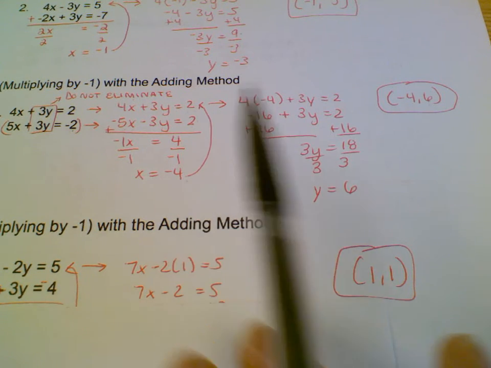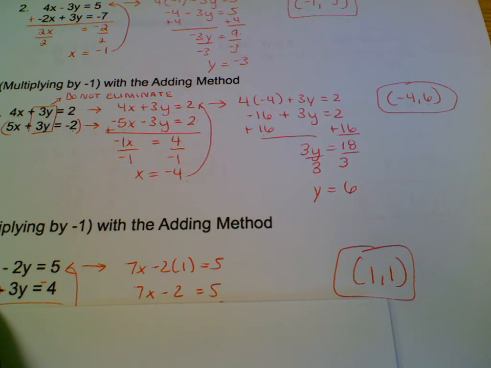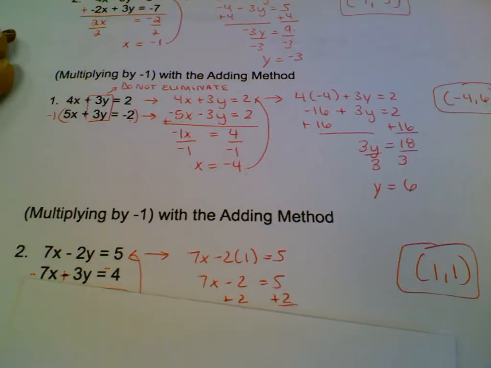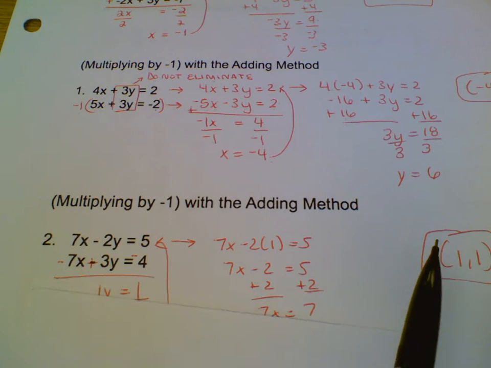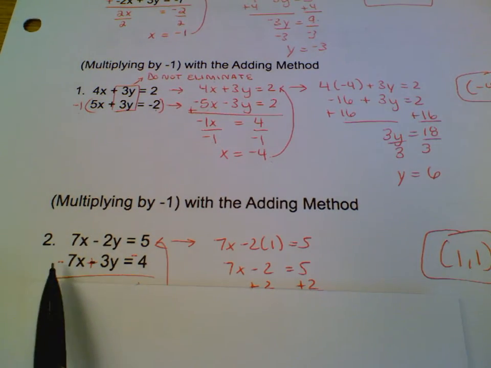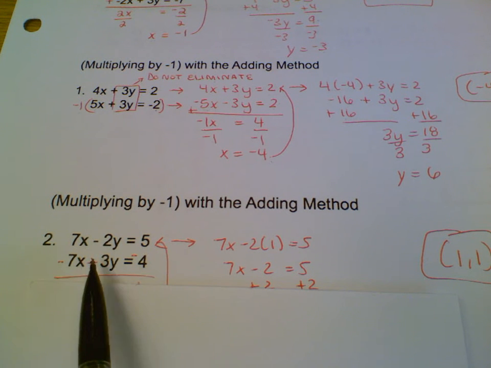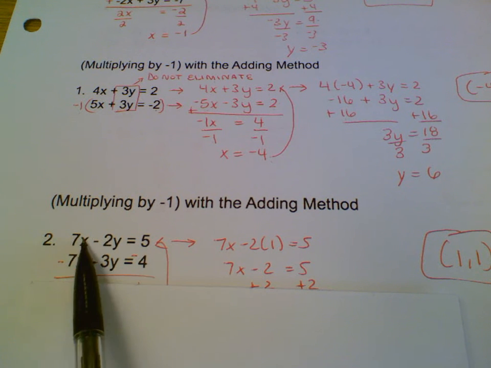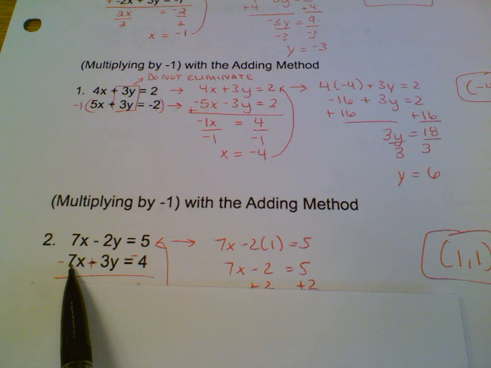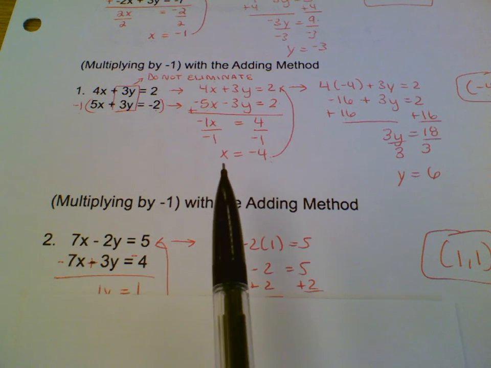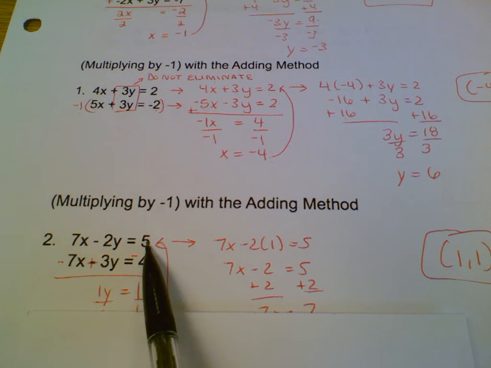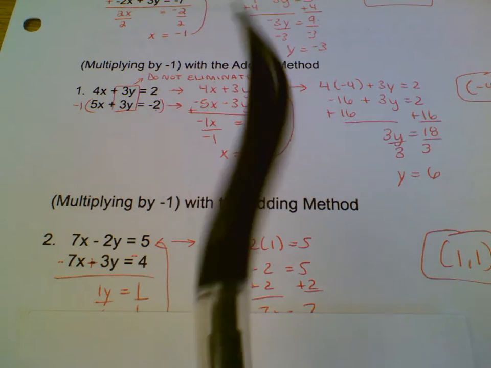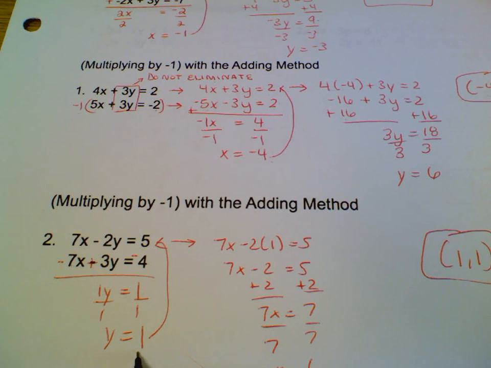So on the last one, notice again that our x's would not add together. So we would need to multiply by negative 1. So check your signs. Did you change this to a negative 7x, a positive 3y, and a negative 4? Now when I add my x's, it eliminates to 0. So now I'm going to combine these two and get positive 1y. Combine these two and get positive 1. So dividing by 1 would give me y equals 1.